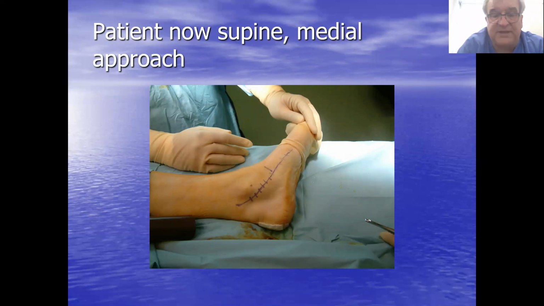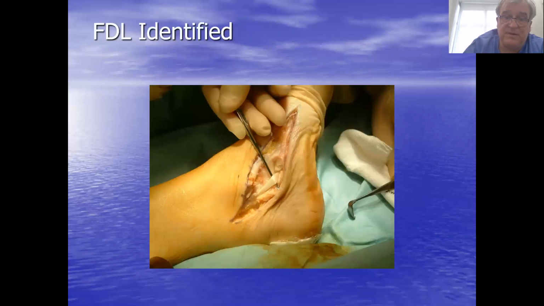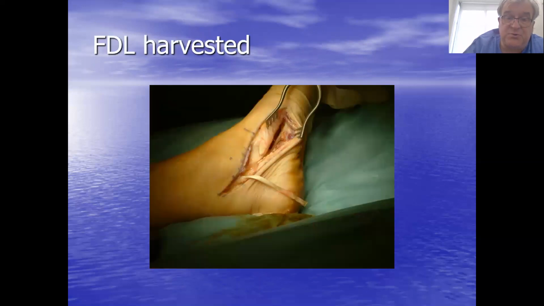This is a bit more complex. So there you can see quite a long incision. There's the tibialis posterior, which is badly damaged. I've excised the tibialis posterior. You can see the stump of it. Not only is it useless, but it's often painful, so you can remove it. It's not necessary anymore. You can see the FDL identified. We chase it down to the knot of Henry, where it crosses the FHL, and you can see the FHL just deep to it. It's quite a big incision.